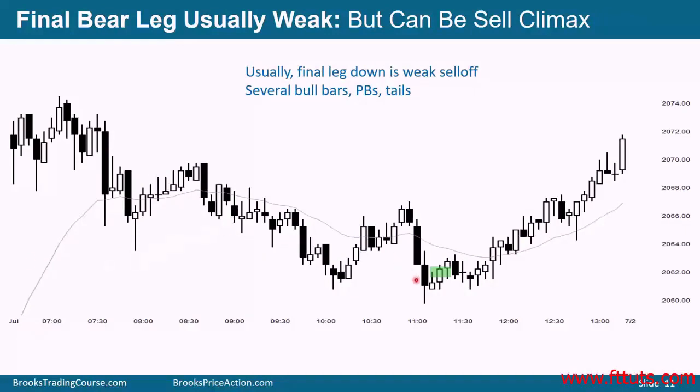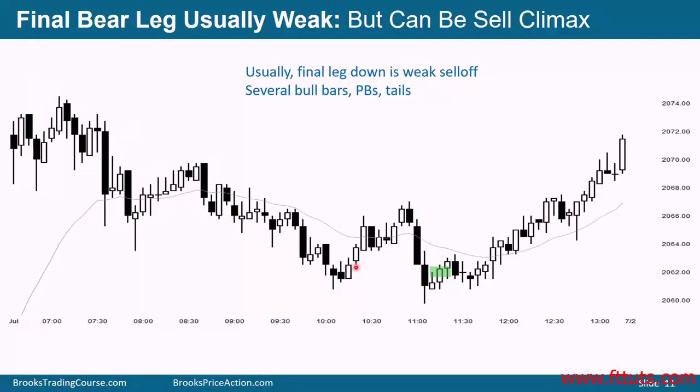When you have a potential wedge bottom or a potential major trend reversal bottom, the final leg is often a weak sell-off. It often contains several bull bars and stair steps down. Alternatively, the bear bars will often have big tails below, and every bear bar will be followed by a bull bar. That is not the case here. Here, we have the strongest series of 3 bear bars in the entire bear trend.